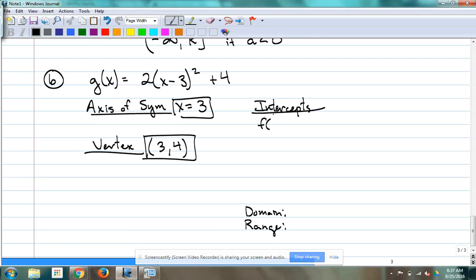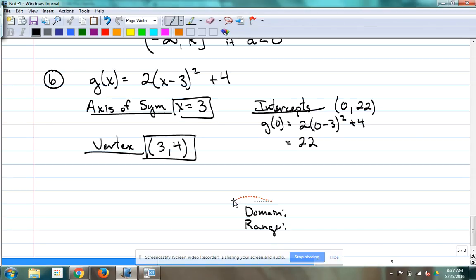So we're going to plug in g of 0. So call this g of x. 2 parentheses 0 minus 3 squared plus 4. So we're going to get a number there. 18 plus 4 would be 22. So there's our y-intercept. Let's get our x-intercepts.